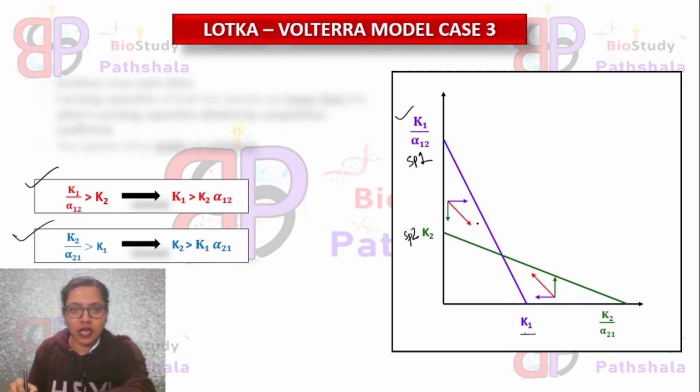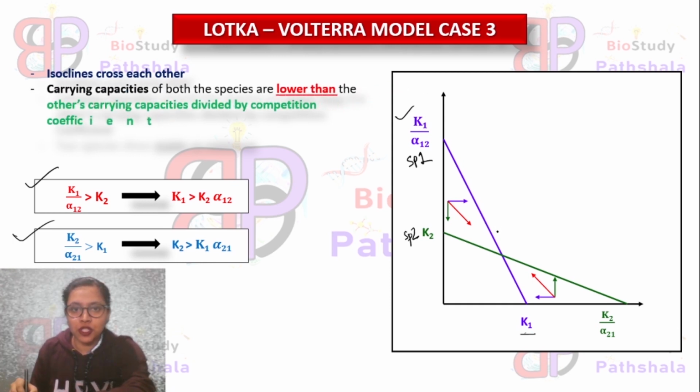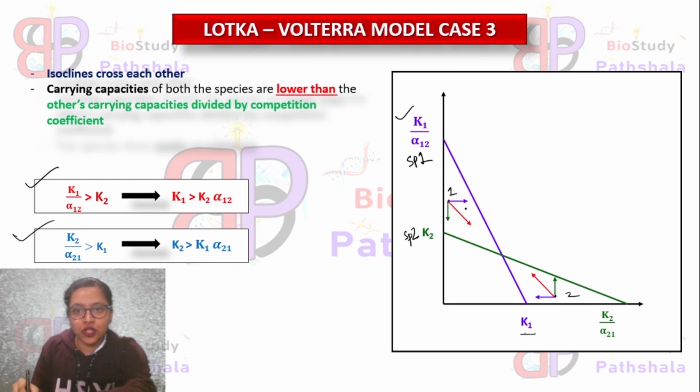So here the isoclines are crossing each other, and you can see the carrying capacity for both the species are lower than the carrying capacity divided by the competition coefficient. So what will be the conclusion of this case study? If we assume 2 points, say here it is 0.1 and here it is 0.2. This 0.1 will be showing the increasing kind of population for species 1 and decreasing kind of population for species 2. And the second point will be showing the increasing kind of population for species 2 and decreasing kind of population for species 1. And the resultants of these 2 points are facing each other.